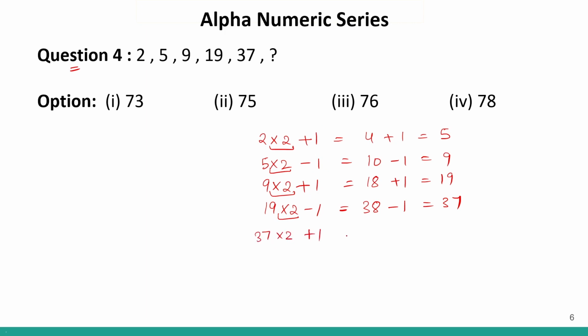37 into 2. 7 into 2, 14. 1 carried. 3 into 2, 6. Plus 1, 74. So 74 plus 1 we will get 75. This will be my answer. 75 is given in option number 2. So option number 2 will be the correct answer to this question.